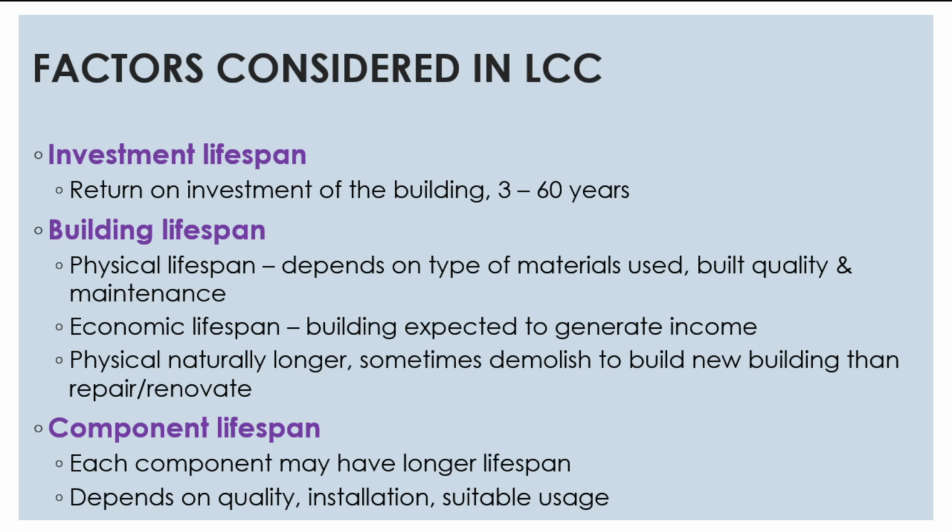And then the component lifespan: which component has a longer lifespan compared to the other components. For example, for painting, probably you need to repaint every 5 years. And for roof truss, for example, maybe it lasts up to 30 years. So if you plan to stay in the building for 60 years, you have to estimate that after 30 years you have to replace the roof trusses. So these are the things that need to be considered.